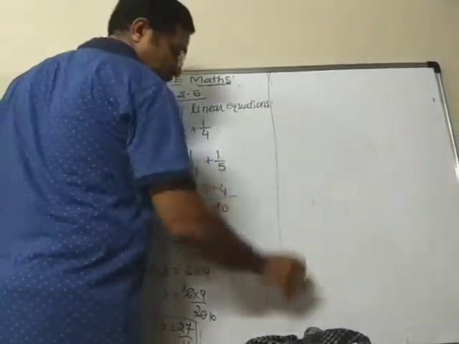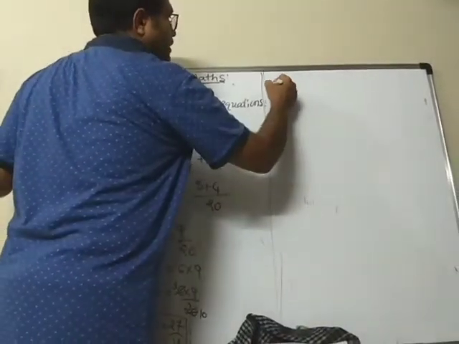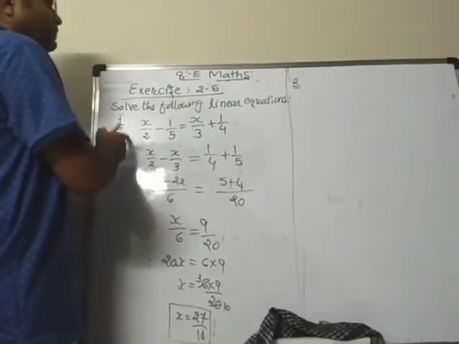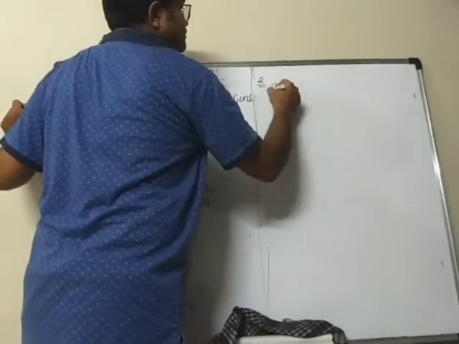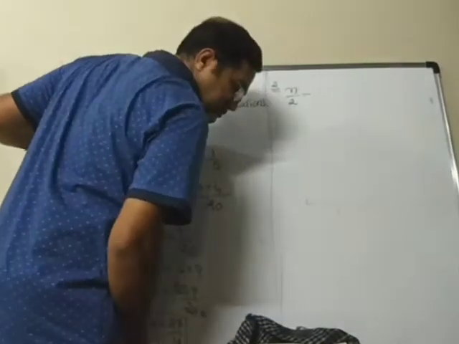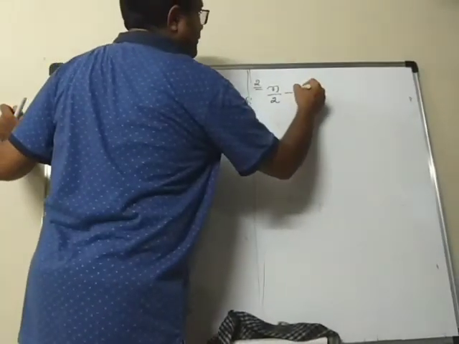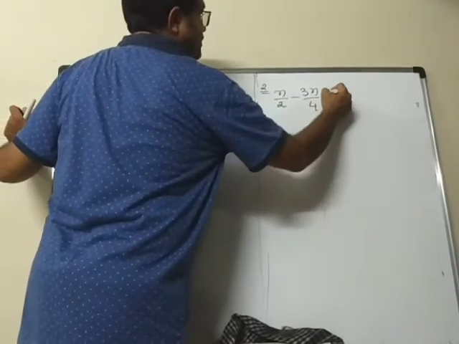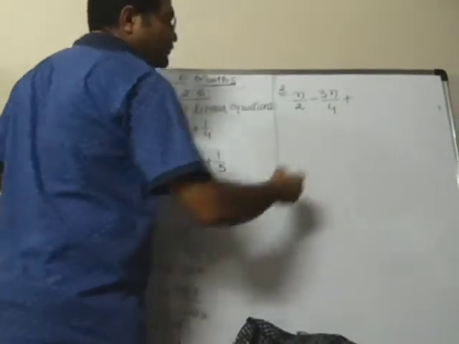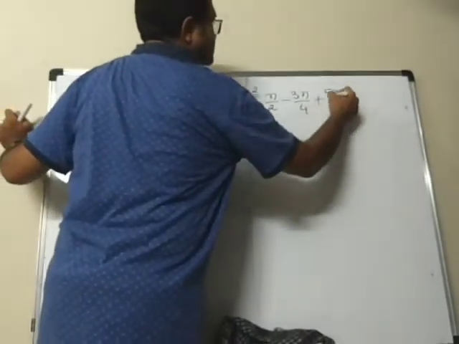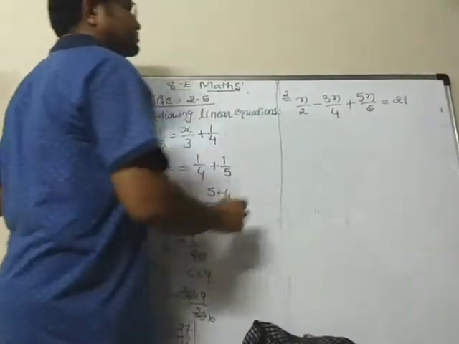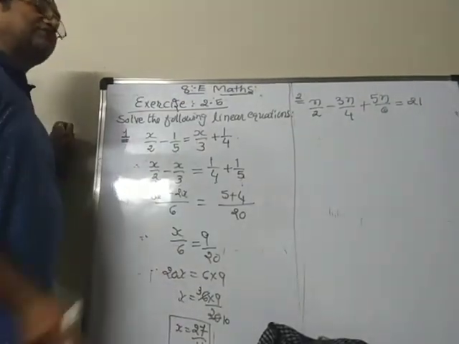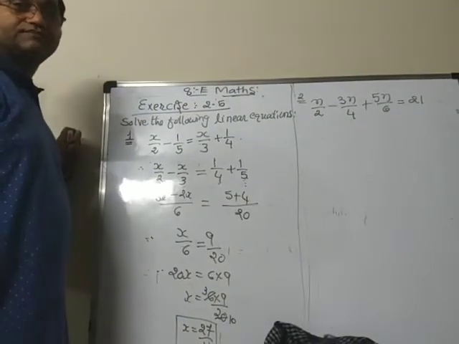We will take another example. Exercise number 2. n upon 2 minus 3n upon 4 plus 5n upon 6 equals 21. So here we will do the same thing that we did in the example.